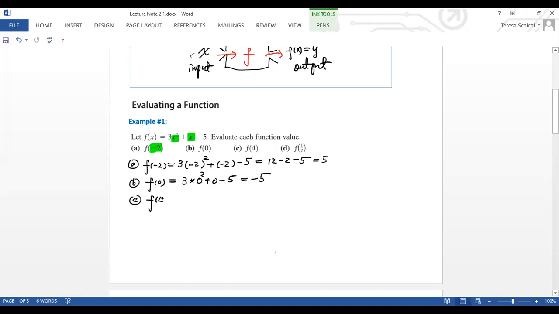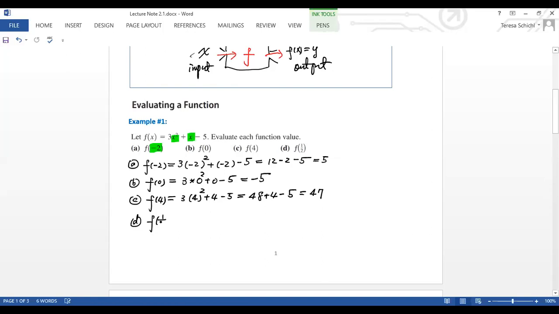So f of 4, what is f of 4? That means every x value you need to replace with 4, right? It's 3 times 4 squared plus 4 minus 5. So what is the value here? 4 squared is 16, right? So it's 48 plus 4 minus 5. So what is the answer? It's 47, all right?